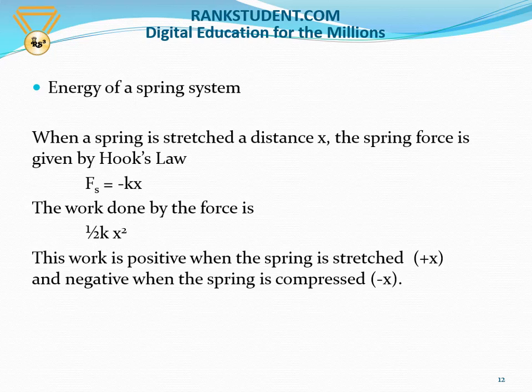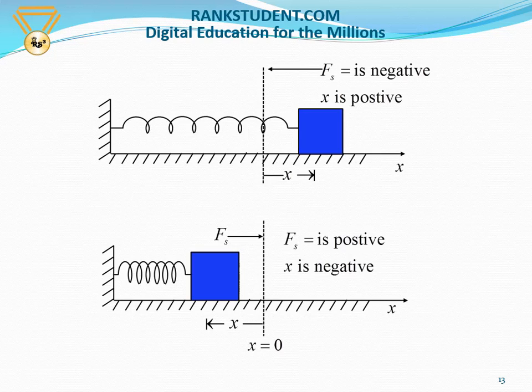Similarly, the energy of a spring system. When a spring is stretched a distance x, the spring force is given by Hooke's law. Very famous law. You will come across it again and again if you study mechanics. A fundamental law: Fs equals -kx. The work done by the force is 1/2 kx². This work is positive when the spring is stretched in the plus x direction and is negative when the spring is compressed in the minus x direction, illustrated here. At the top, the spring is stretched in the plus x direction. At the bottom, it is compressed in the minus x direction.